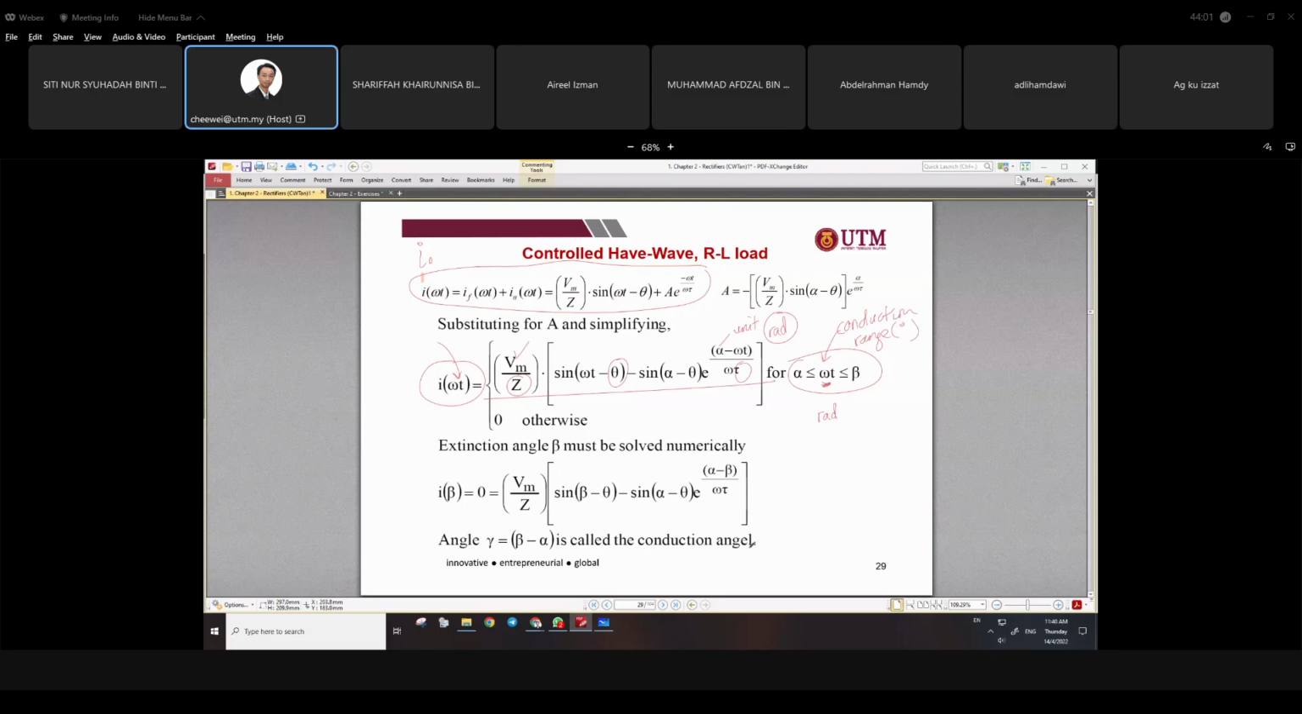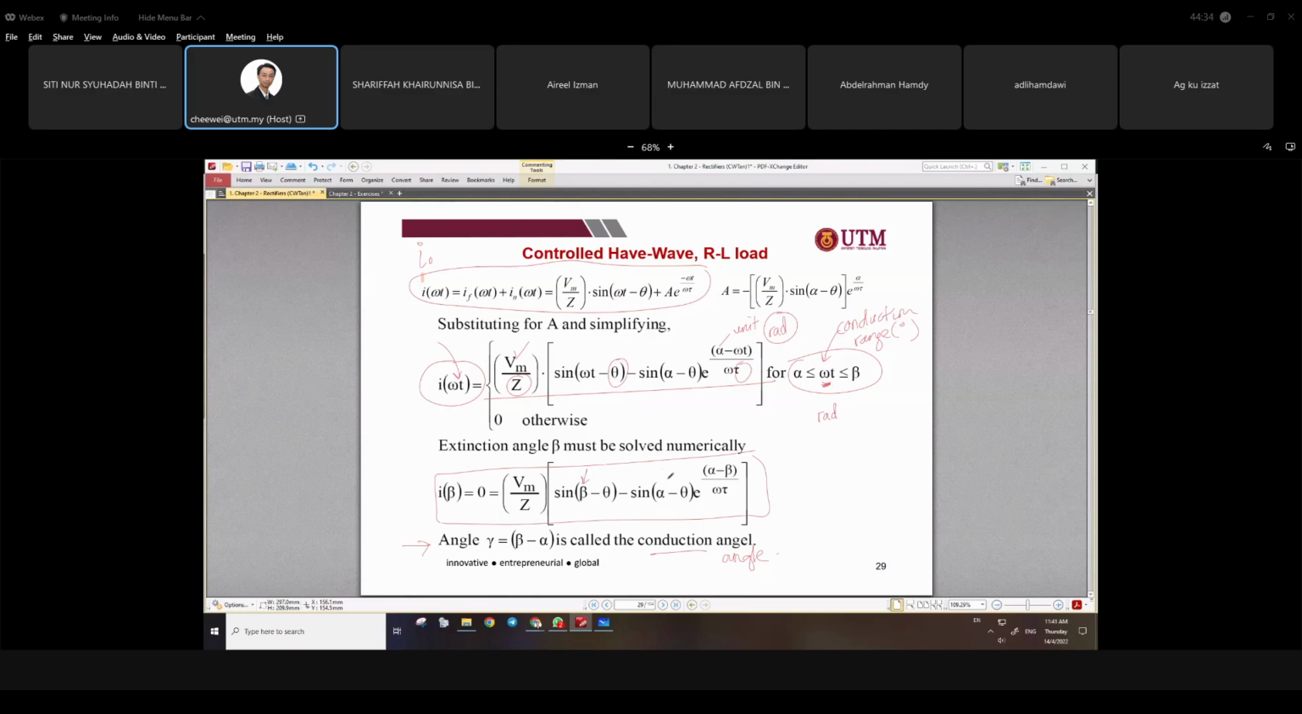There's a spelling mistake here. Angel means something else. It's supposed to be conduction angle. It's represented by the italic gamma. Gamma is beta minus alpha. So plug in this equation. You see that this equation is slightly different compared to the uncontrolled. This is a controlled one, so we need to use this equation. Okay, don't worry, it will be given. The rest of it will be the same. Now we need to find beta.